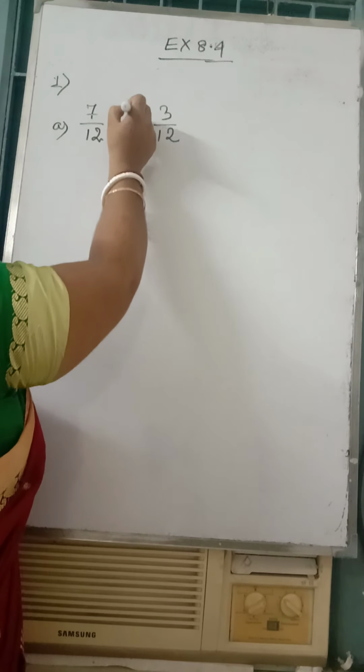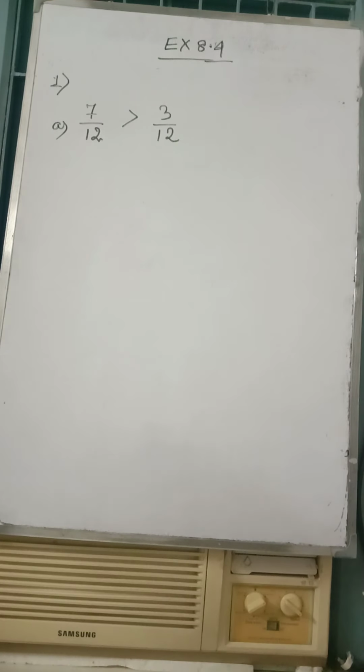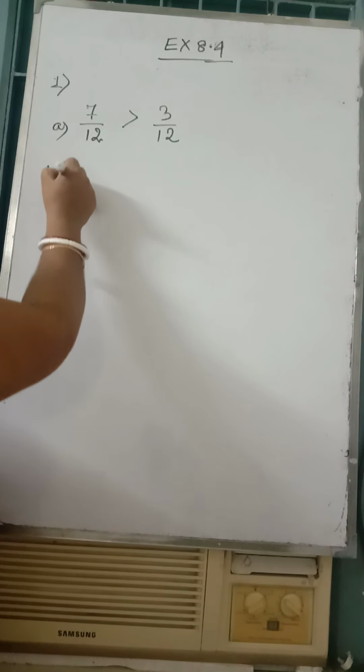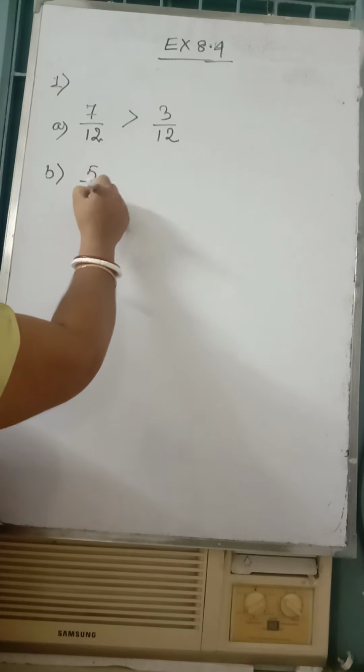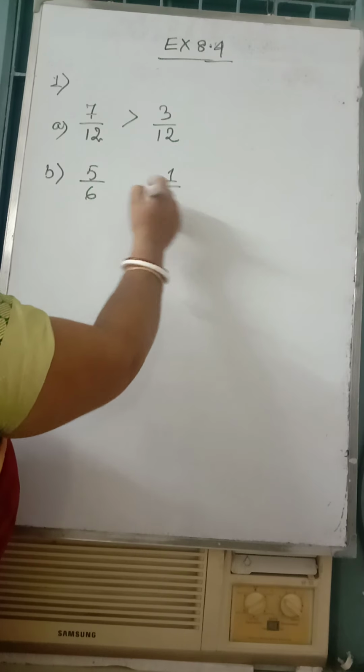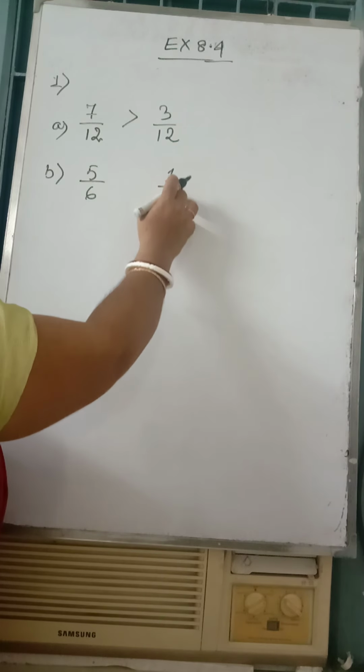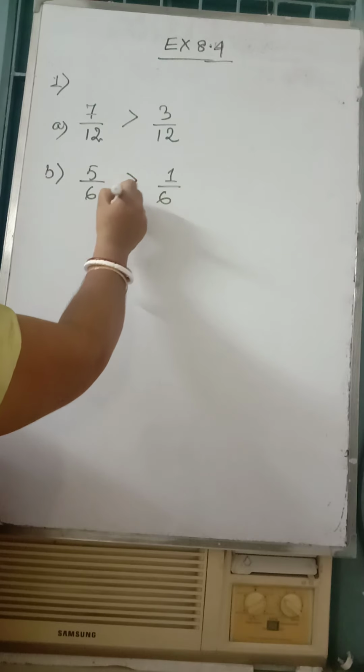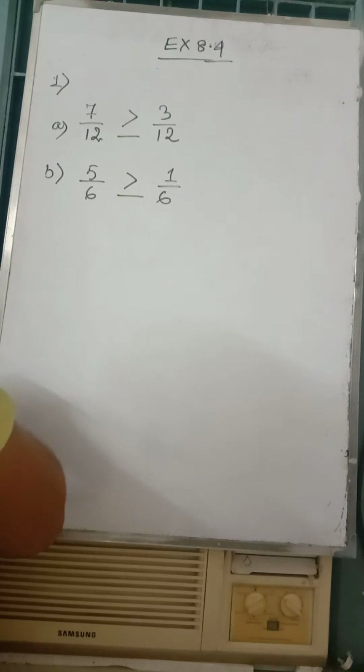7 is bigger. So the fraction with the bigger numerator will be bigger. It is for the like fraction only, not for unlike. It is only for the like fraction, my dear. Number B is 5 by 6, 1 by 6. Just imagine, 5 chocolates in 6 parts, 1 chocolate in 6 parts. So in which case will you get more? When you have 5 by 6, is it?